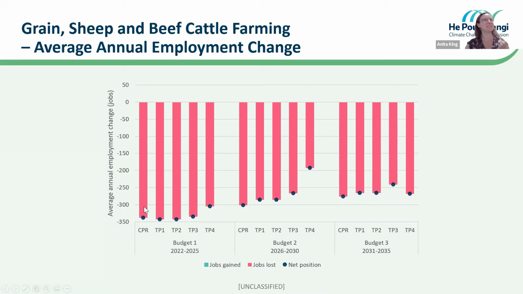So while we see job losses across all 3 budget periods, in general, the job losses in the CPR, so when we're not trying to meet our targets, are generally the same or worse than the job losses when we do try to reduce our emissions targets. So that's actually a relatively good news story from an employment point of view. In terms of when we take our actions, we don't see a large number of job losses. In fact, we see job gains because of our actions.